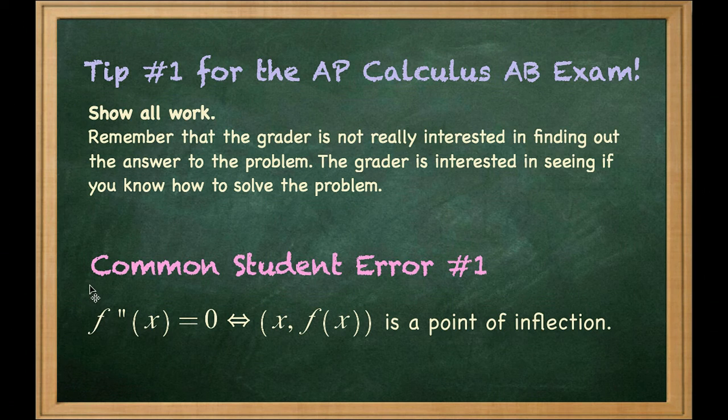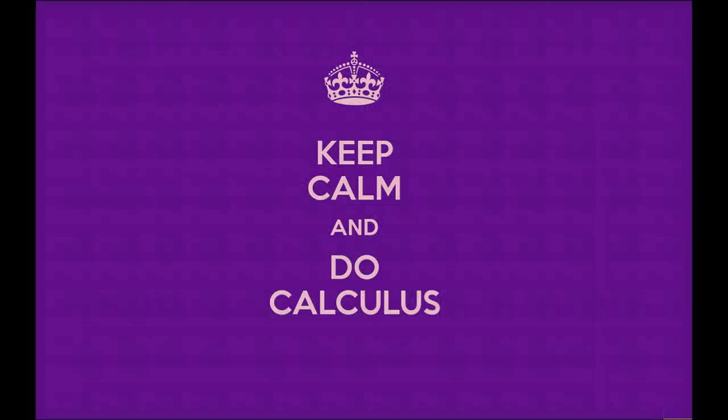And common student error number 1. Often a student will make the mistake of thinking that if the second derivative at a certain value is 0, then that point is a point of inflection, but that is not necessarily the case. You must show that concavity changes on either side of that point to verify that it is indeed a point of inflection. That's it for today's lecture.